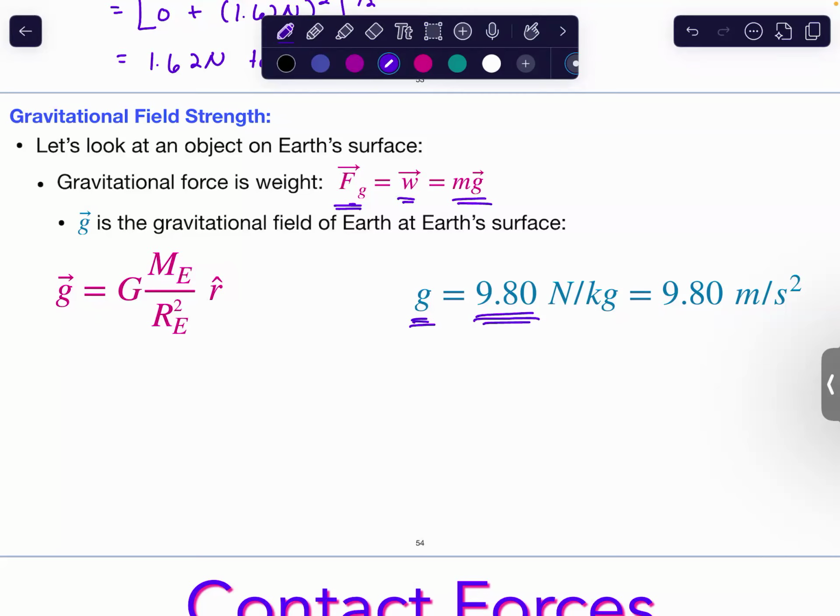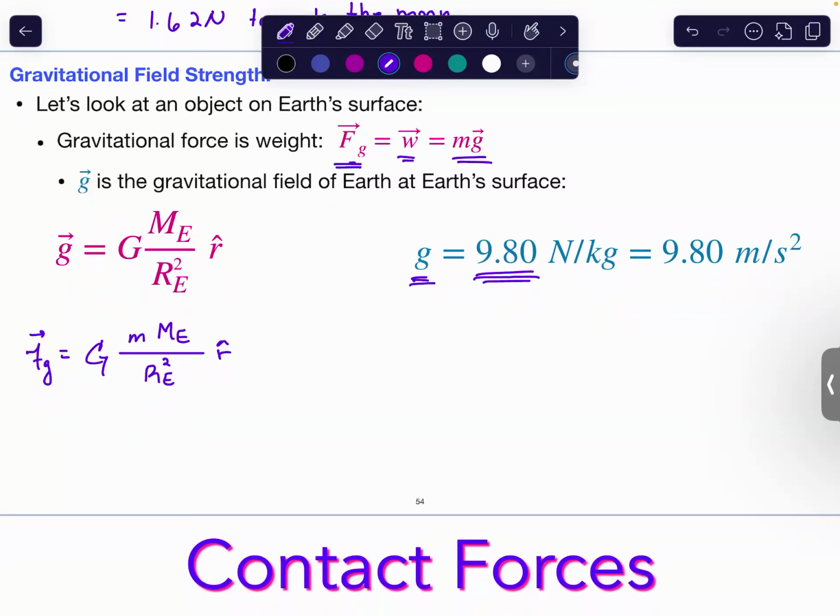Okay, so let's think about it. If we know that the format is mass times gravity, let's look at the universal gravitational law. What we would have is the mass of the object we're looking at times the mass of the Earth over the radius of the Earth squared in the r hat direction. Now, what I'm going to do is pull that mass out front because, again, it's just multiplied in there. I'm going to separate off the g, mass of the Earth.